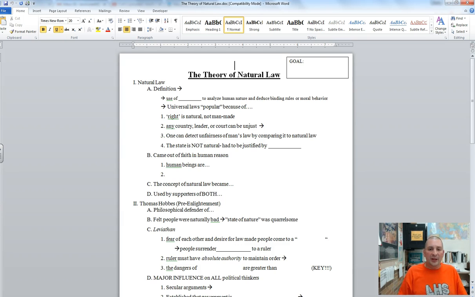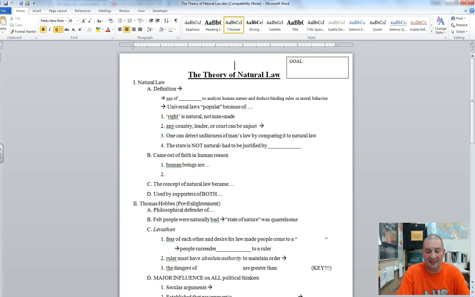Now, the reason that philosophers felt they had to discover and describe natural law and compare it to the laws of man is their belief that the state was not natural. The state was not a natural thing, and it had to be justified by reason. It couldn't just be justified by religion. Divine right could not justify a state. You needed to figure out how it worked based on reason.